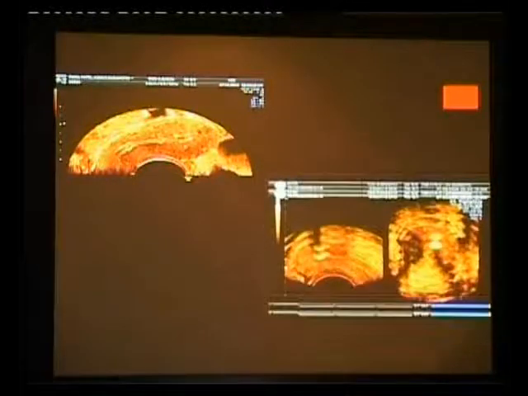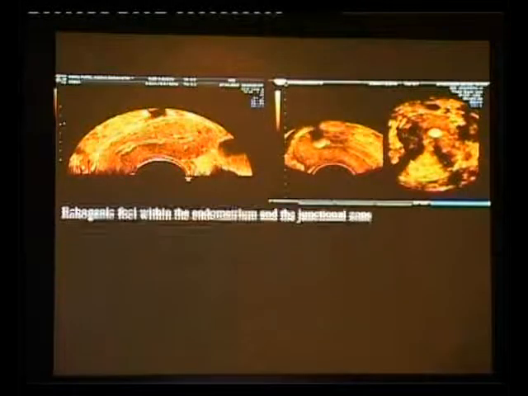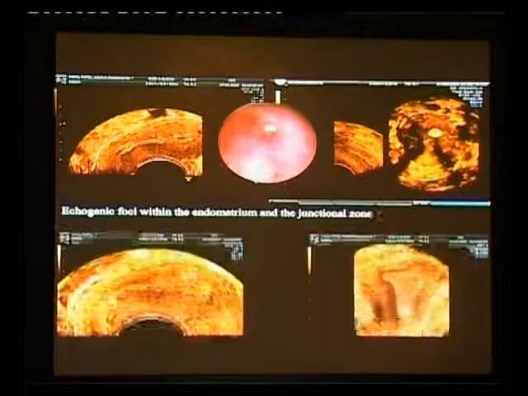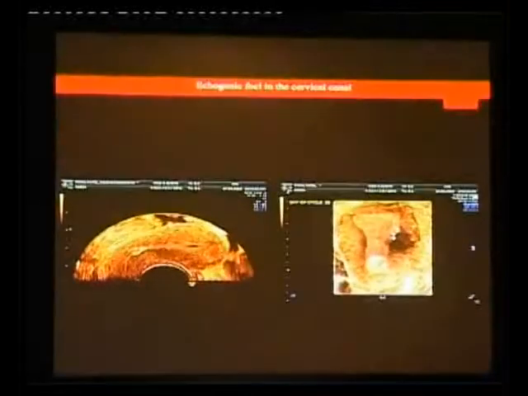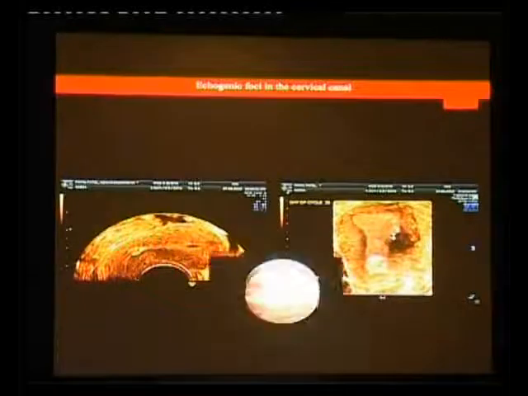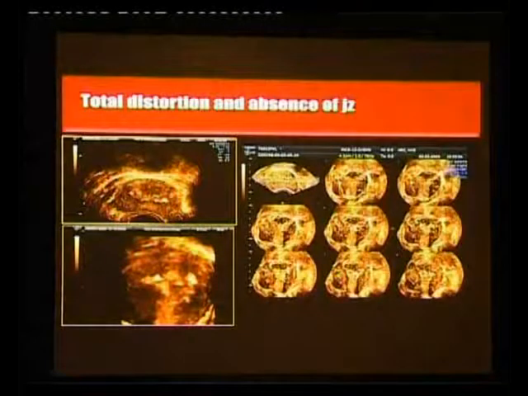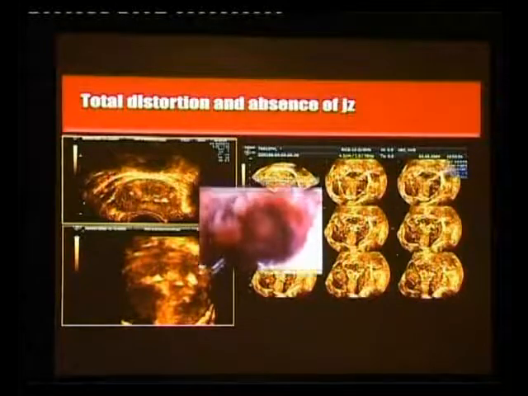You can see echogenic foci in the uterine cavity. You can see this on the reconstructed view towards the junctional zone. You can see it on hysteroscopy as well, and these are some pictures with their correlations. Echogenic foci can also be seen within the cervical canal. Total distortion of the junctional zone is pretty common in these patients, and these are the patients we advise surrogacy based on ultrasound.